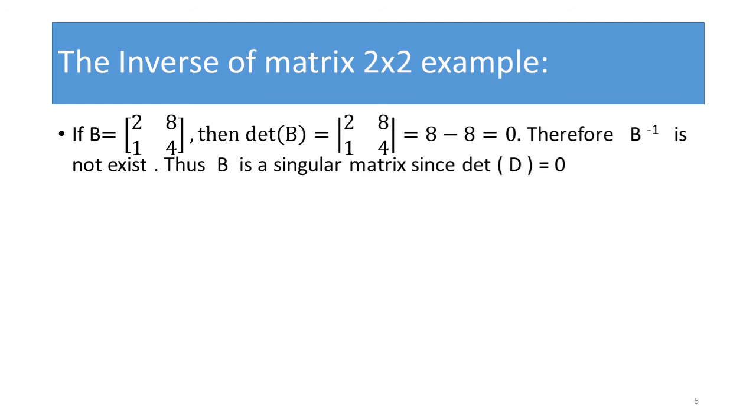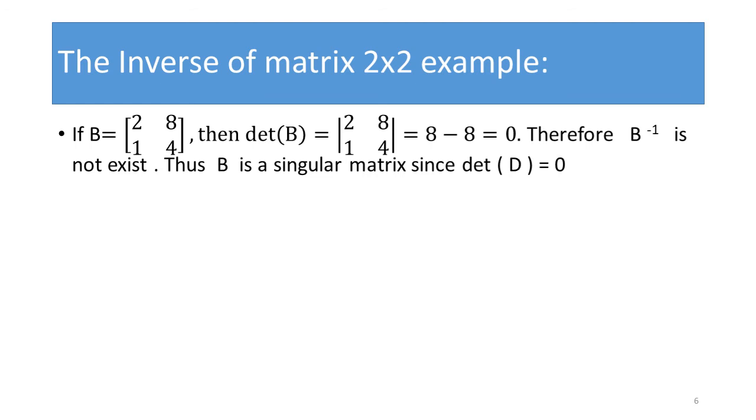So now we have to multiply the forward diagonal elements. 2 multiply 4 minus 1 multiply 8. That is equal to 8 minus 8, that is equal to 0. So the determinant of the matrix B is equal to 0. If the determinant value is 0, then the inverse does not exist.